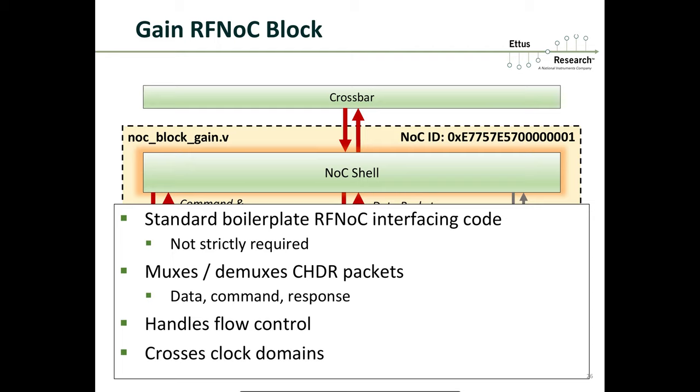I spoke of one packet known as a flow control packet, so that indicates to us that RFNoC has a flow control protocol, and NoC shell handles that protocol for us transparently. It also handles crossing clock domains. Earlier I brought up the bus clock and the CE clock domains. It handles the crossing of clock domains internally, so we don't have to.